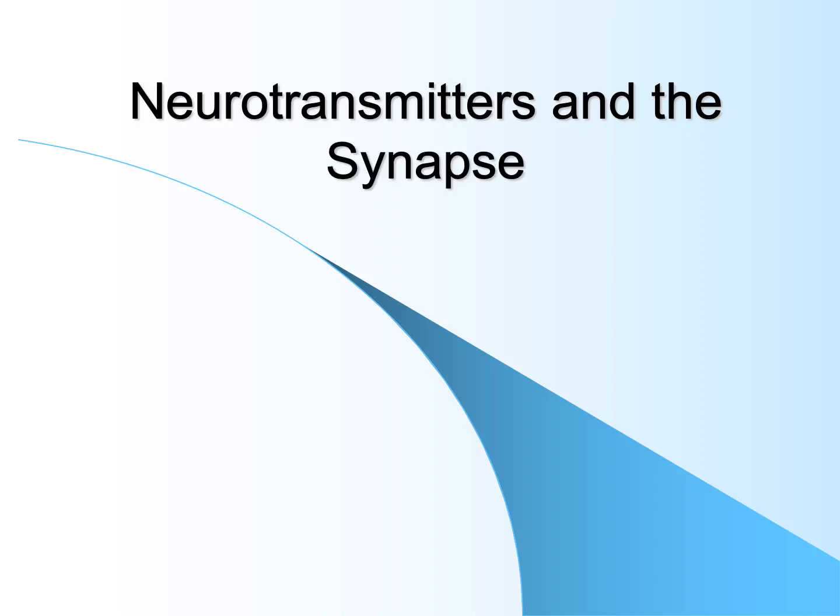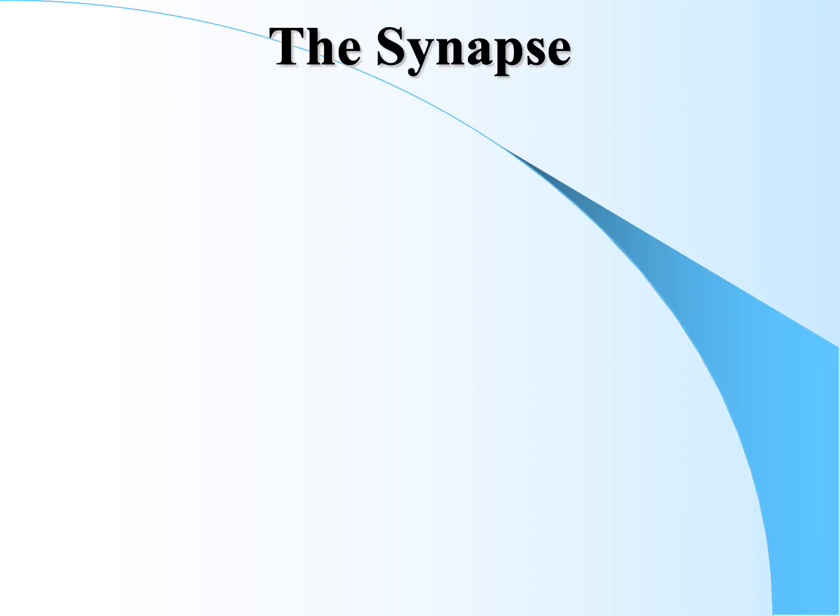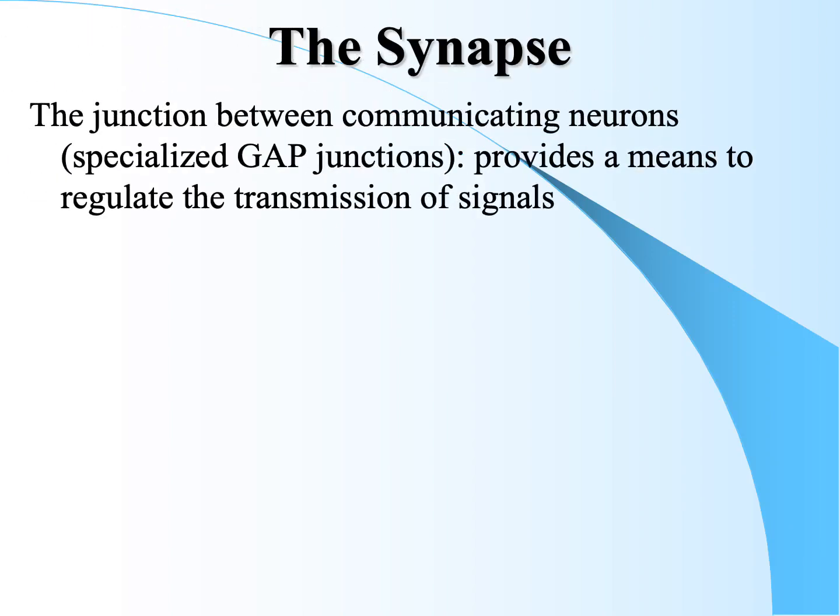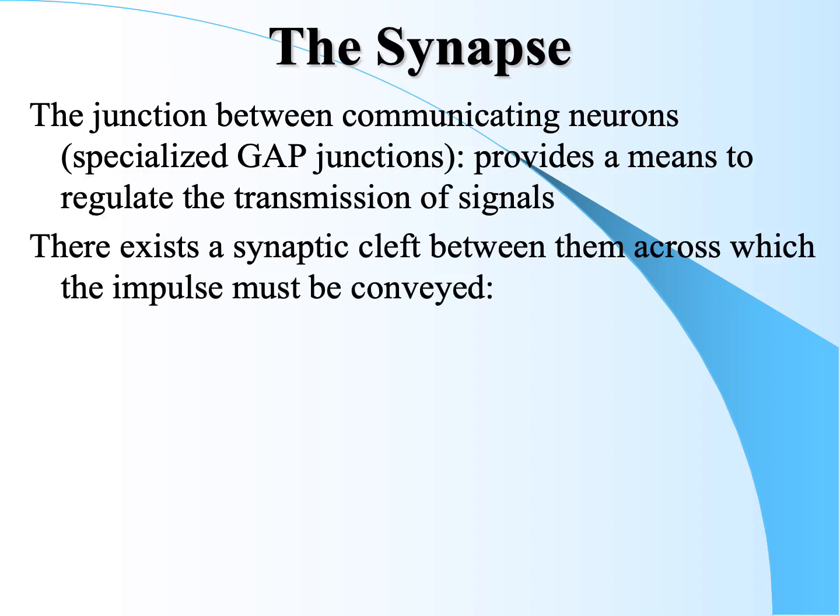So let's go ahead and take a look now at the actual synapse itself and the neurotransmitters that are going to function at those synapses. So the synapse is, like I said before, a specialized gap junction that's going to provide a means for regulating the transmission of the communication signals, where we're going to have a space, or a synaptic cleft, that is going to be needed to cross in order to get the message signaled from one neuron to the next.